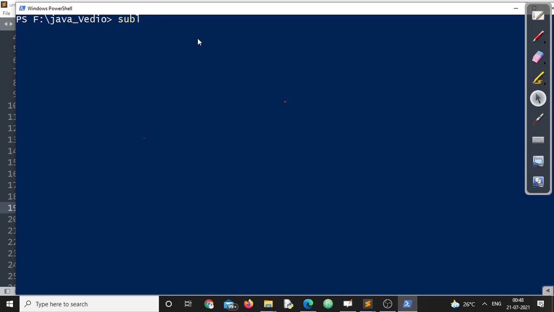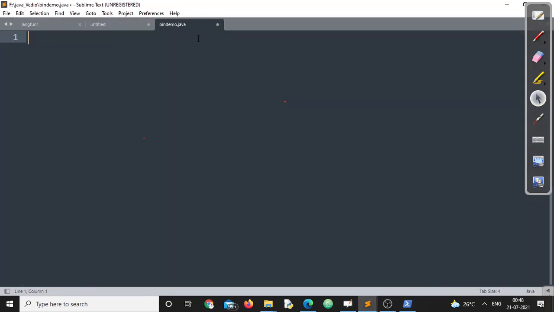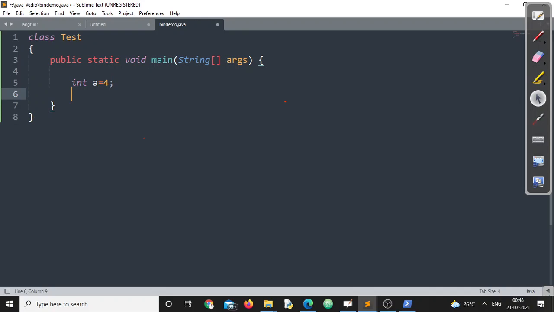Let me go for a program called BinaryDemo.java. Let us go for class Test, public static void main, right? Let us write int a is equal to 4.